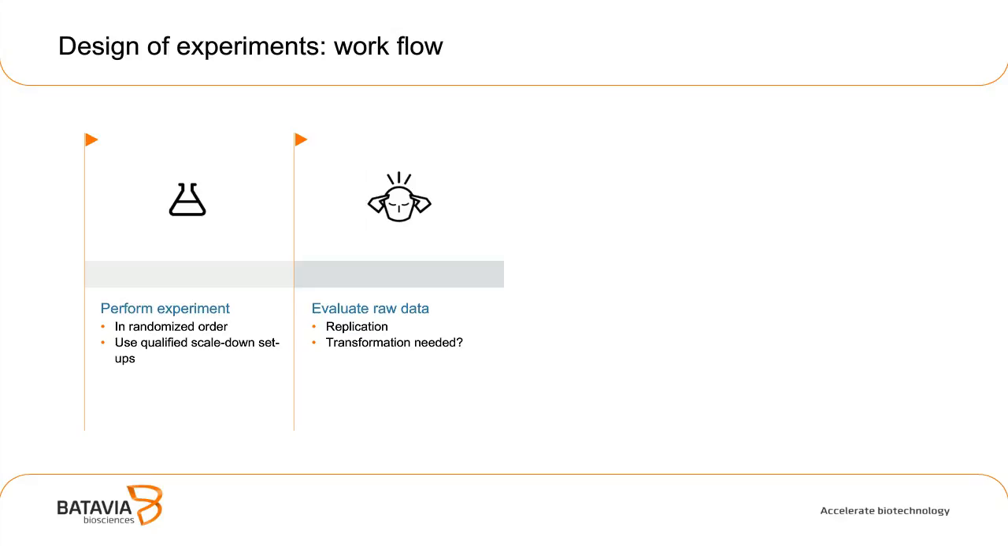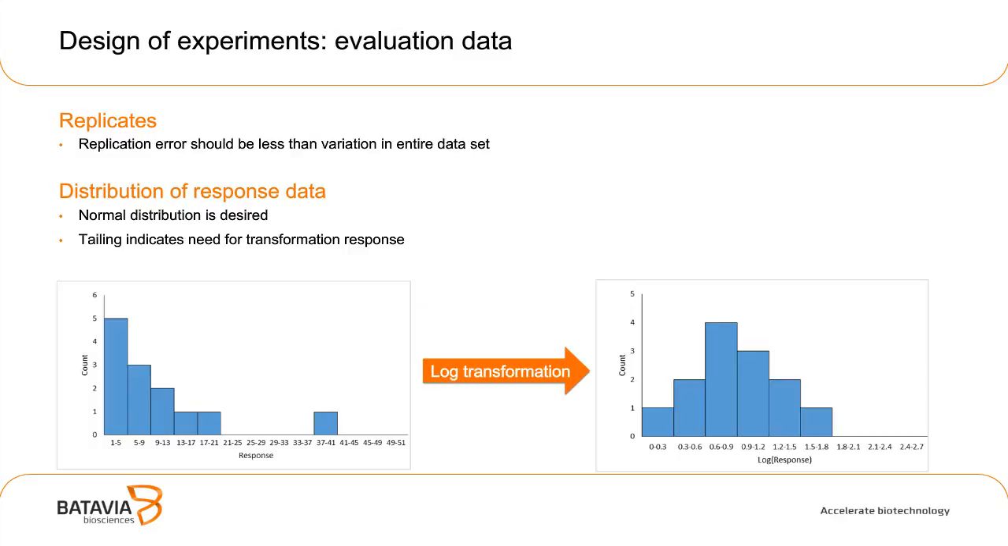So one thing you can look at is the replication runs. Are they giving the same result? So is the variation in the replication runs small compared to the variation you see in the response of the entire data sets? If you see a large fluctuation in your replication runs, you might rethink your experimental setup, and you probably will not find any relation between your factors and your response.